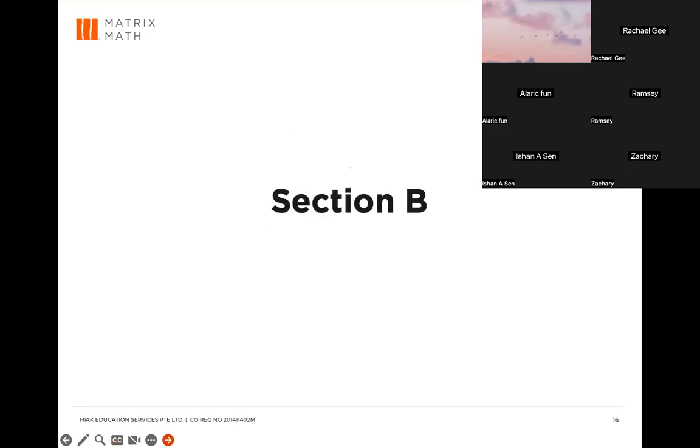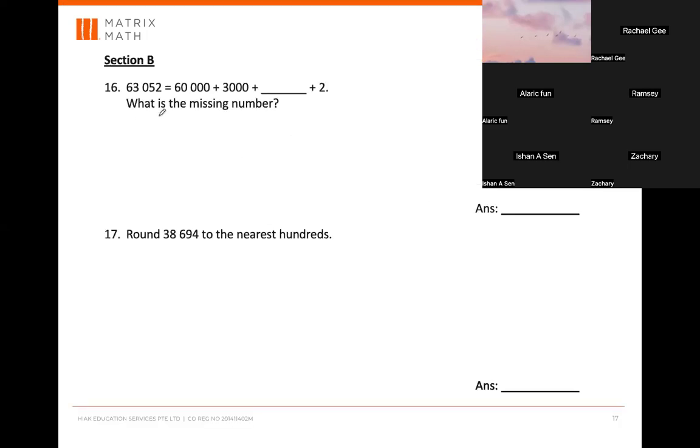Section B, it's also whole numbers here. So you look carefully, there's 63,000 and 52. It's made out of what? 60,000 plus 3,000 plus what? Plus 2. So you're already given 60,000, 3,000 and 2. So you are missing a 50. You see here? The 5 here is in the tens place. So it's 50.